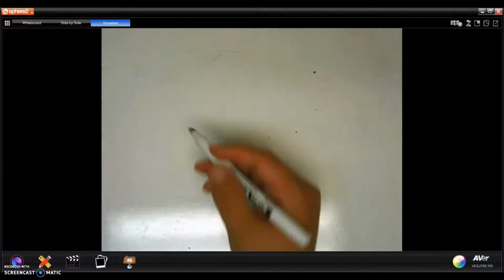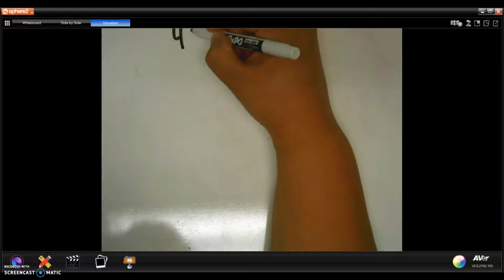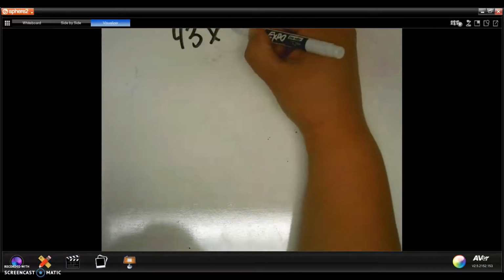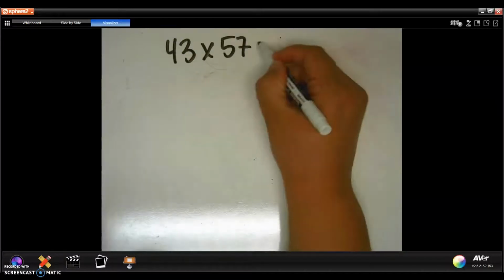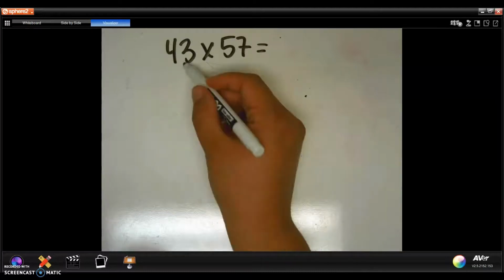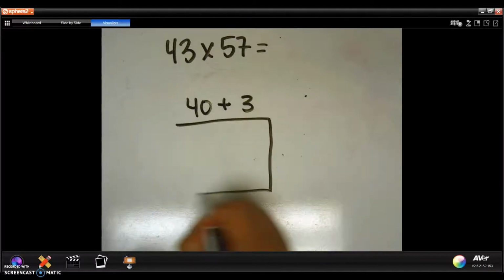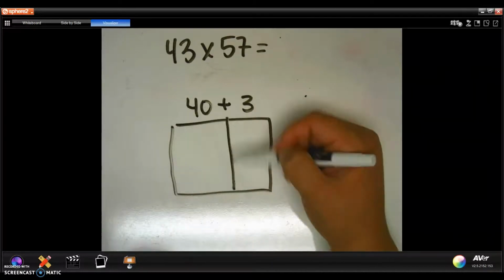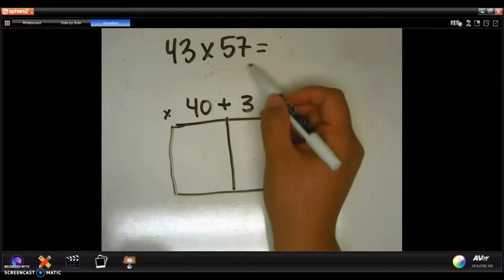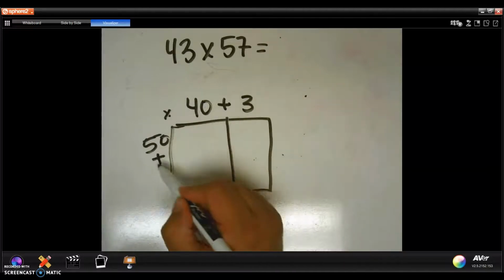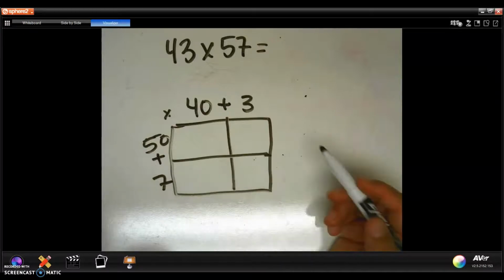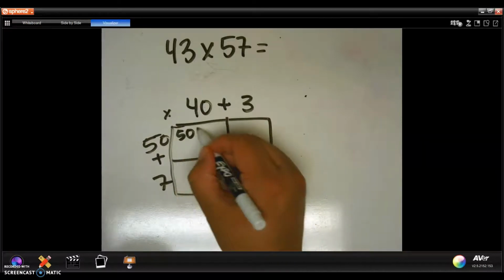All right, so the first one would be an area model. So let's do 43 times 57. You can set this up with an area model by expanding 43 into 40 plus 3, drawing a square, and then writing a line where your plus sign is, multiplied by 57. We expand 57 into 50 plus 7. Break it up. So in this box, we're going to do 50 times 40.